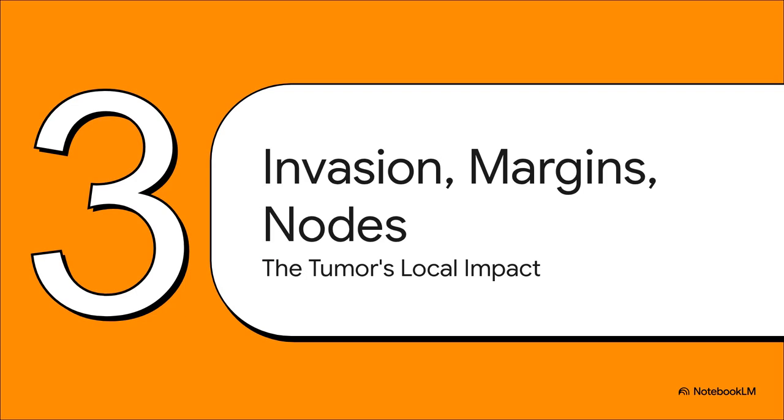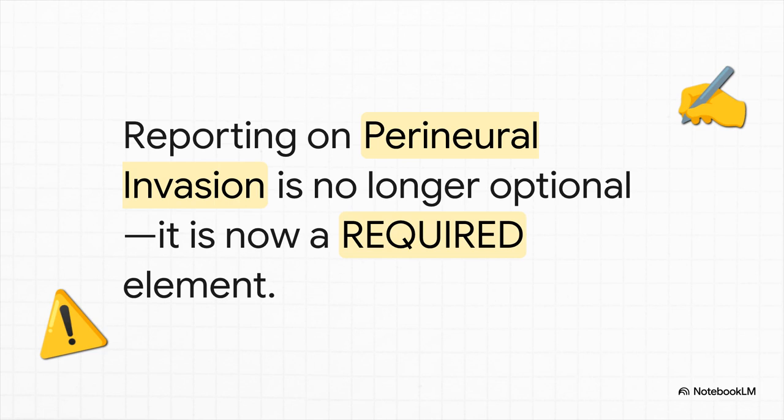Okay, let's examine how the tumor is interacting with its immediate environment. This information is absolutely crucial, not just for the surgeon, but for determining the patient's prognosis. And here we go. This is a really big one. A major update in version 4.3.0.0 you have to know. Reporting on perineural invasion is no longer optional. It's required. You have to assess for it, and you have to report whether it's present, not identified, or you just can't determine it. This is a big change to work into your routine.